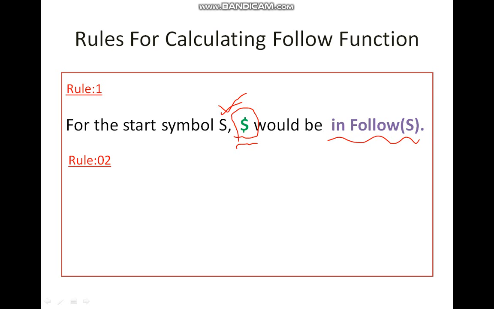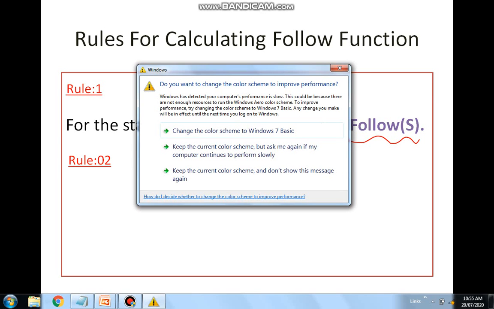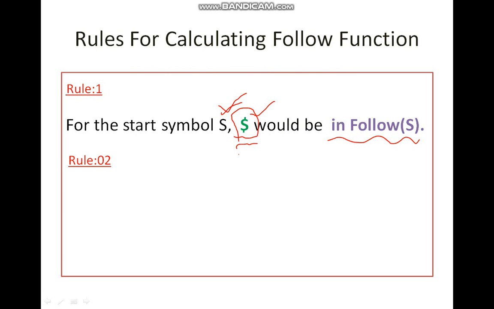And what is the $ symbol here? It is used to show the bottom of the stack, which is used in parsing. I will discuss that topic in detail in parsing, but as of now, a start symbol of grammar is always followed by what? The $ symbol. So this is rule number 1.